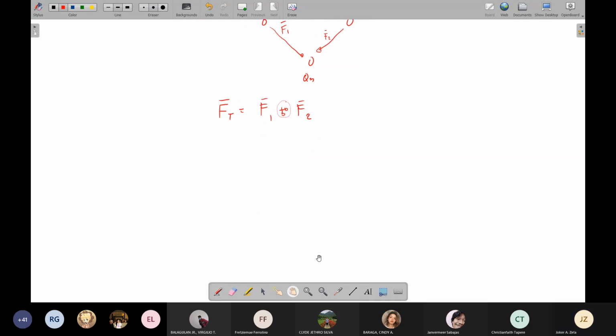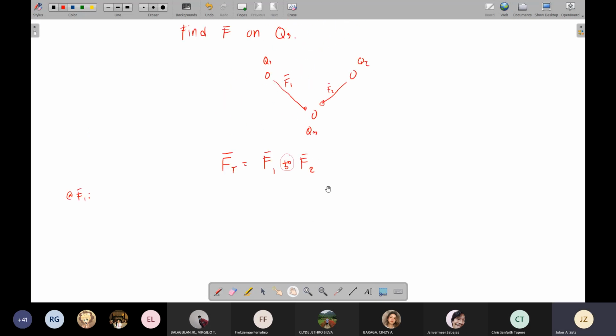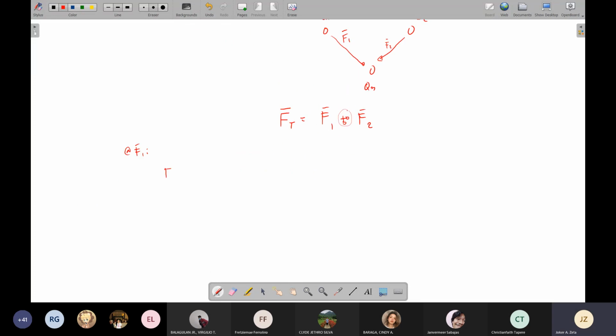Now, sige. Solve first in vector form the two forces. Then, after solving the vector form of the two forces, that's the time you can add. Okay? Sige, solving first for F1. Ang atong F1 will be from 1 going to 3. Okay? So, F1 to 3 is Q1 Q3 over 4 pi epsilon naught times distance squared with the unit vector.